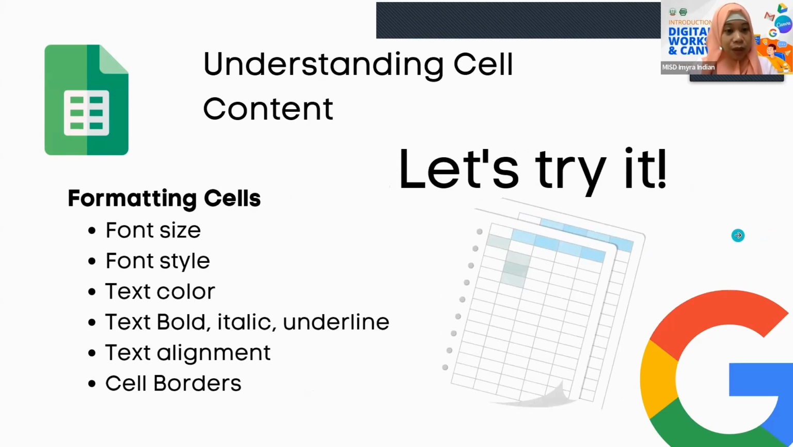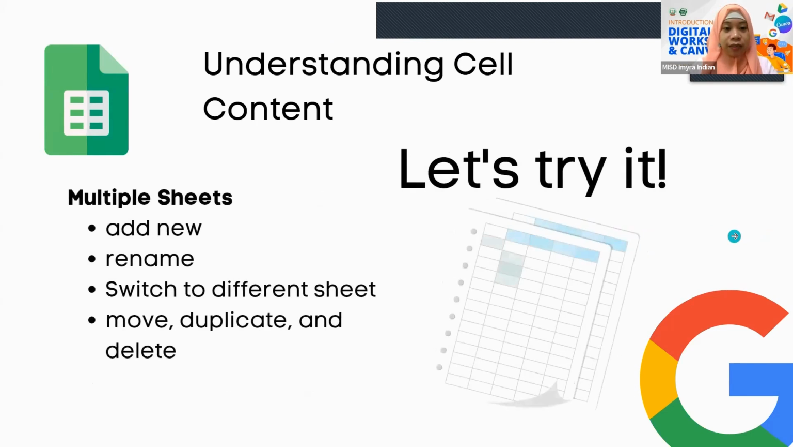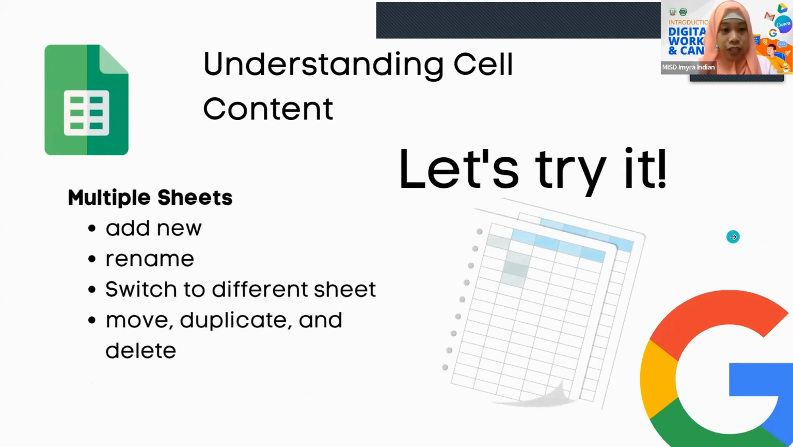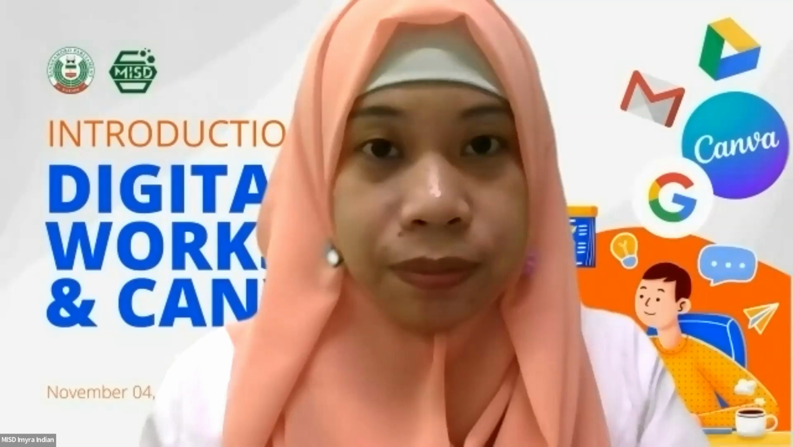Formatting cells. So, natapos na rin natin ito kanina. Yung font size, style, color, bold, italic, underline, alignments, and yung cell borders. Okay, next is yung multiple sheets. Okay, so there are times na sa isang Google Sheet, mag-a-add tayo ng multiple sheets inside. Okay, so share ko muna yung aking screen.